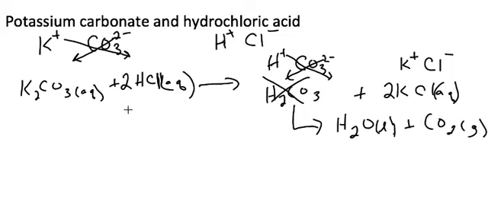And so your observation here would be that when mixing potassium carbonate with hydrochloric acid, you would end up seeing bubbles, and that would be the CO2 gas escaping.